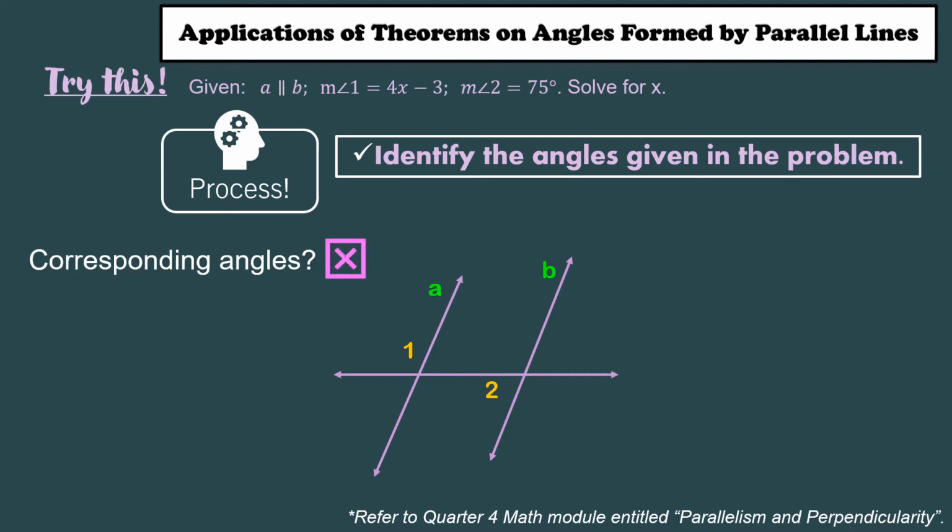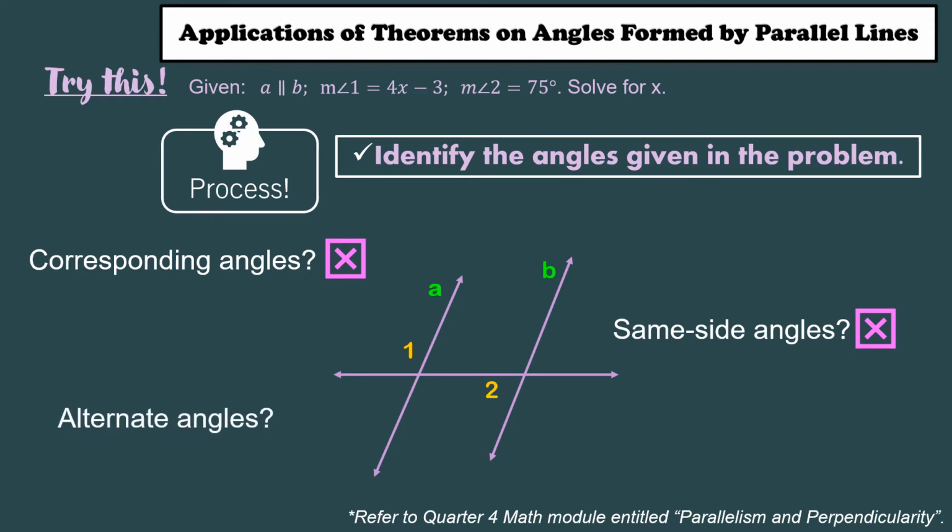Can angles 1 and 2 be same side angles? Again, since they lie on opposite sides of the transversal, they can't be same side angles. Can angles 1 and 2 be alternate angles? While it is true that they lie on opposite sides of the transversal, one angle is an interior angle while the other is an exterior angle. That's why they can't also be alternate angles.